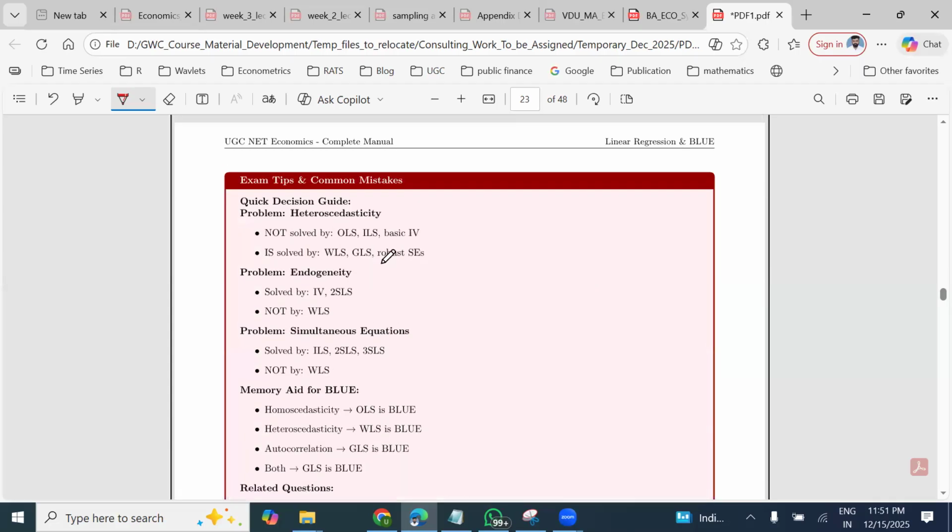Now the problem is that it is not solved by OLS, ILS or the basic instrumental variable technique. It is solved by these four methods: WLS, GLS, robust standard errors, and log transformation.